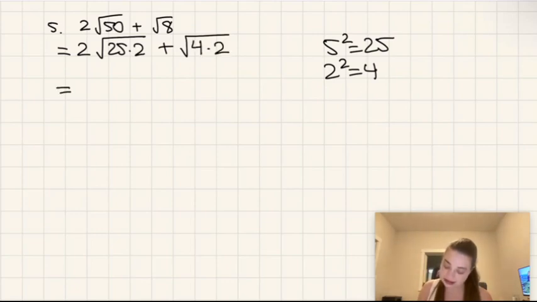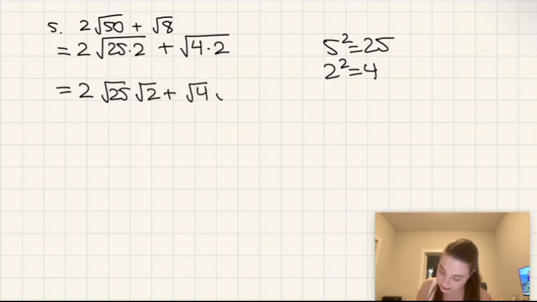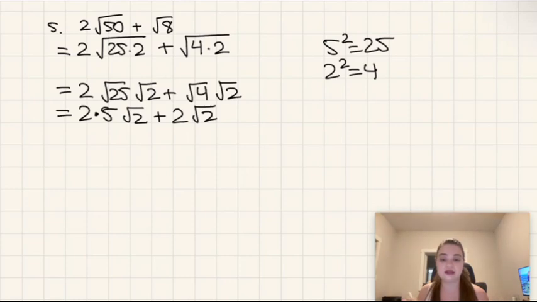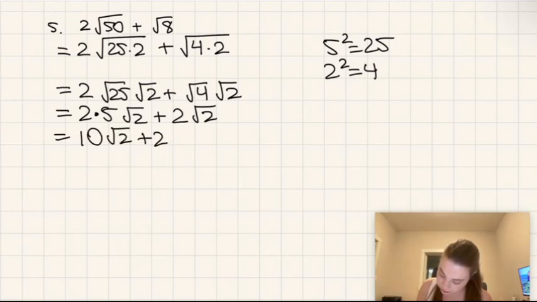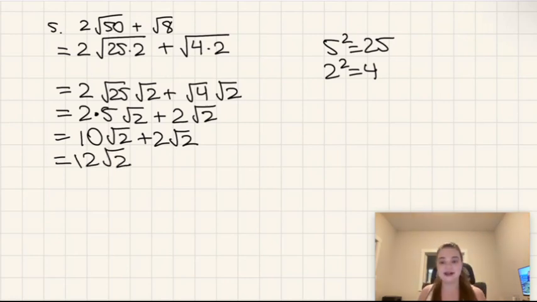And then we can say, well, then this is the same as 2 times root 25 times root 2 plus root 4 times root 2, right? We can separate those. And then square root of 25 is 5. So this is just 2 times 5 root 2. And then plus 2 root 2, since square root of 4 is 2. Then we can multiply the 5 and the 2 to get 10 root 2 plus 2 root 2, giving us 12 root 2 as our final answer there.